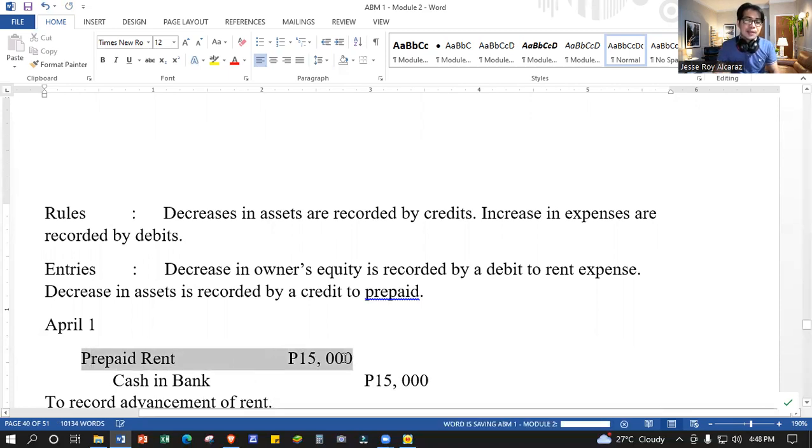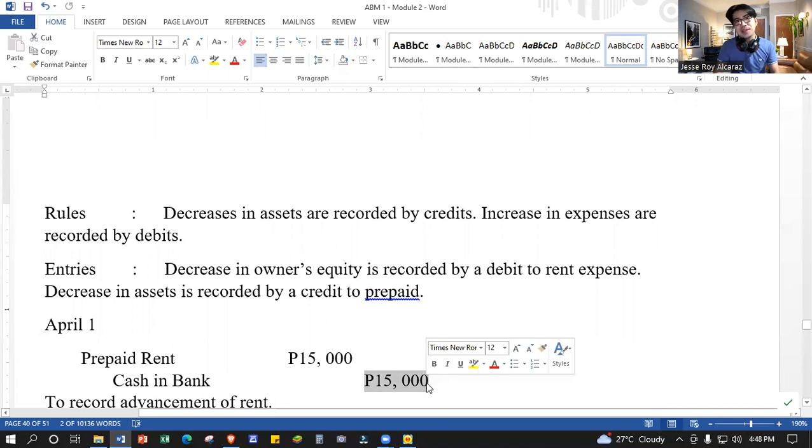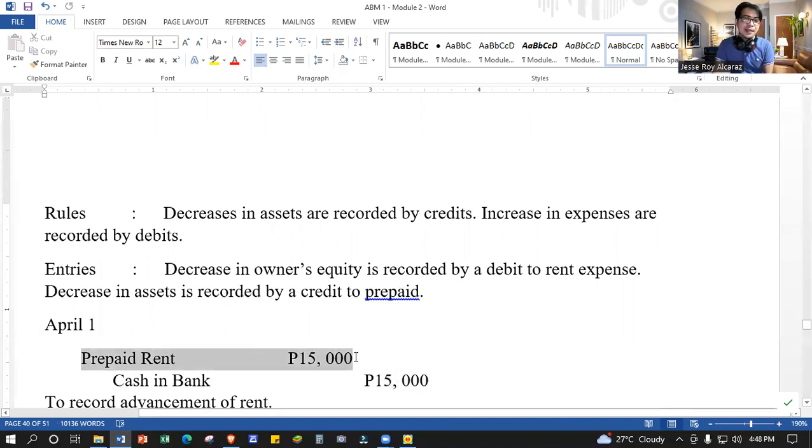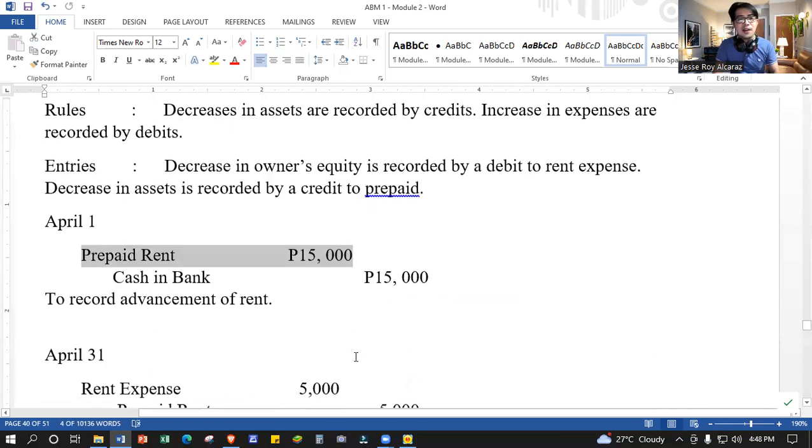Sir, bakit prepaid rent? Bakit hindi rent expense? Kasi nga, yung payment na yon 15,000 is an advance payment. Wala pa man nato siya nagamit, wala pa man siya na-expire, therefore, it should not be recorded as an expense, but rather prepaid rent. And prepaid rent is an asset. So this is an example of a deferral.